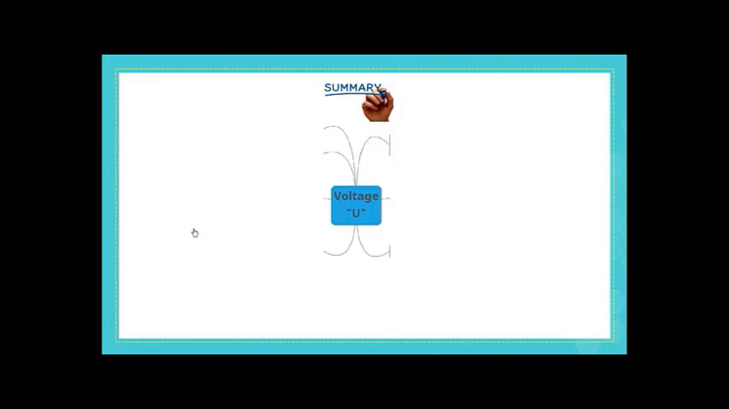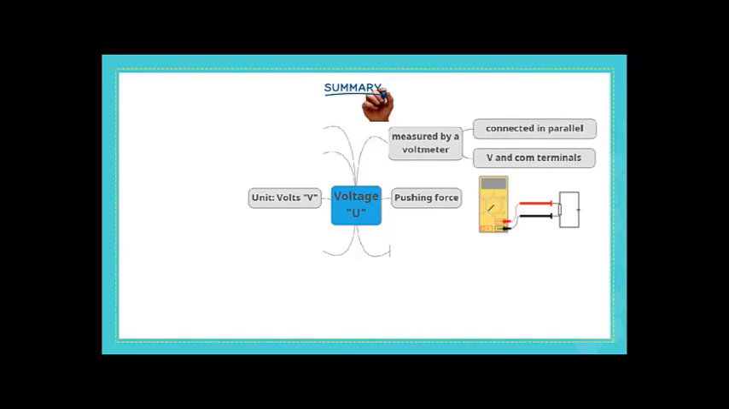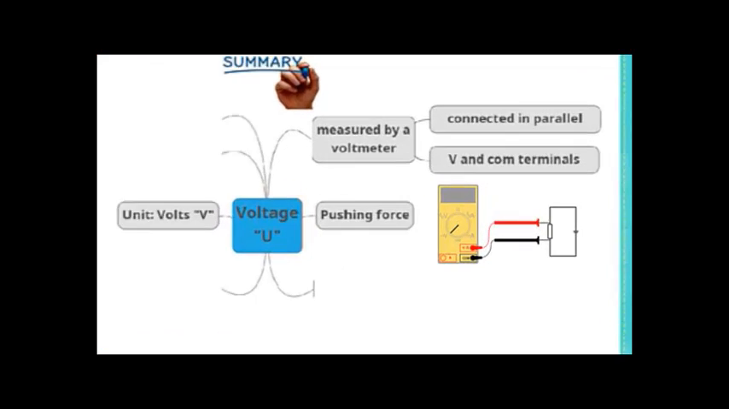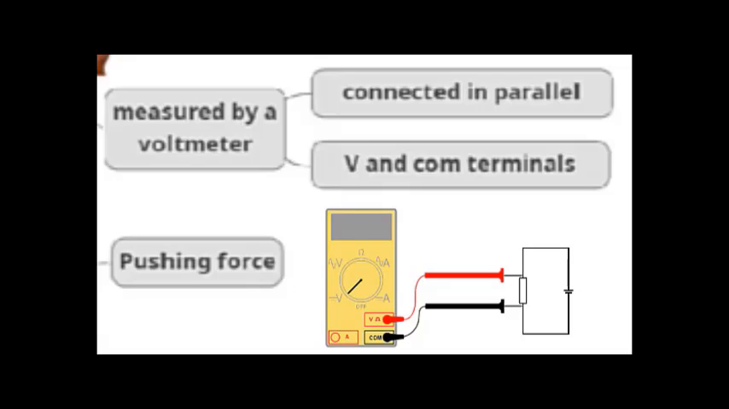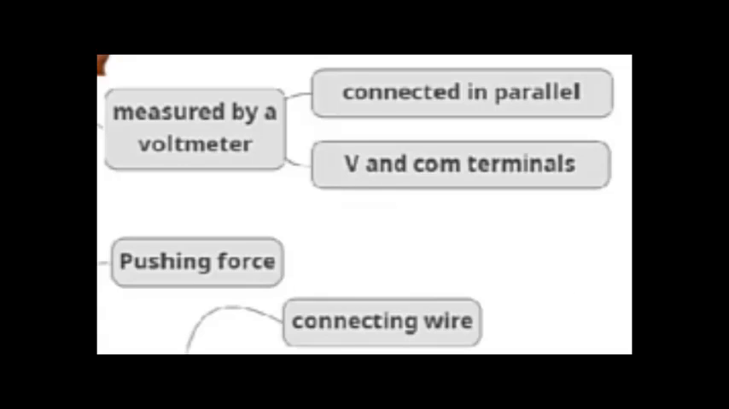Hello again. In this video we will continue the second part of chapter 5, DC voltage. In the previous video we finished most of the objectives which are related to voltage. We have seen that voltage is a pushing force represented by U measured in volts. We have seen that the voltmeter is able to measure the voltage. It is connected in parallel where V and COM terminals are used.